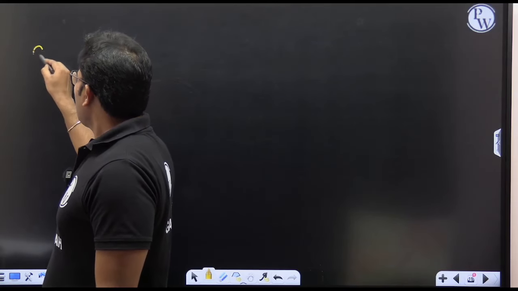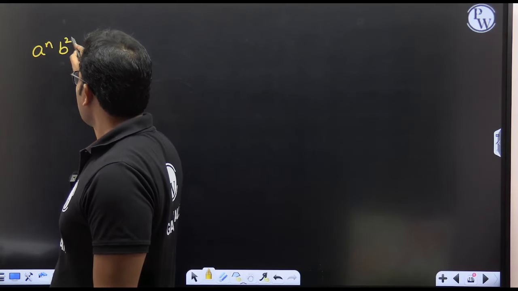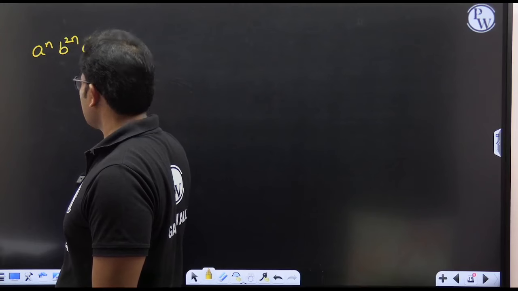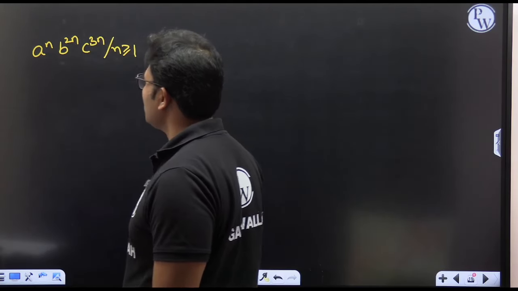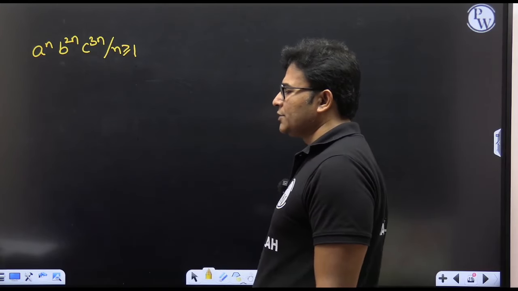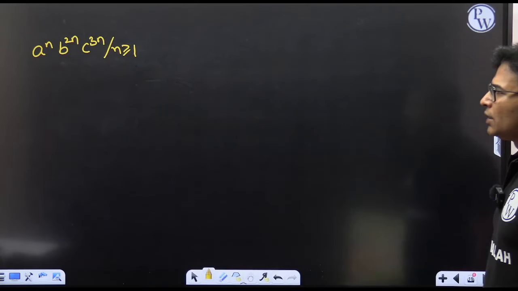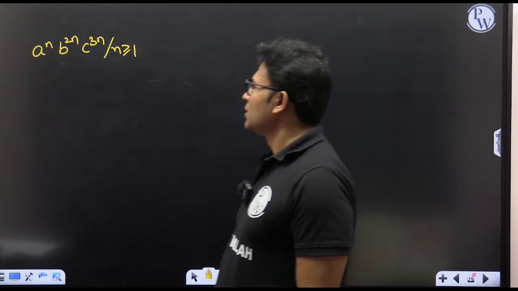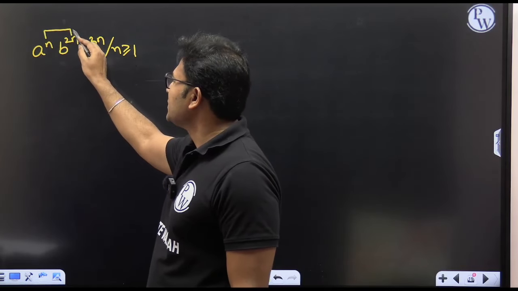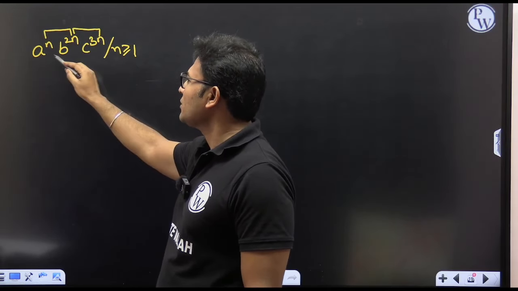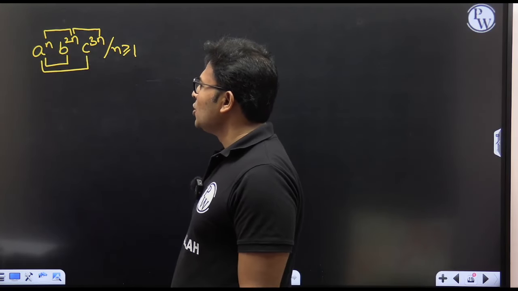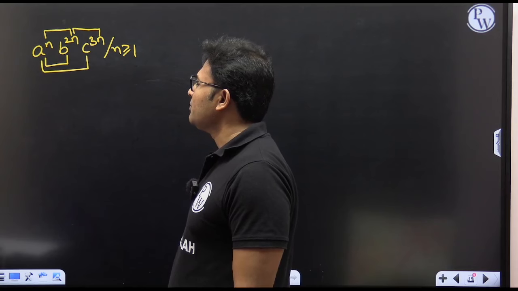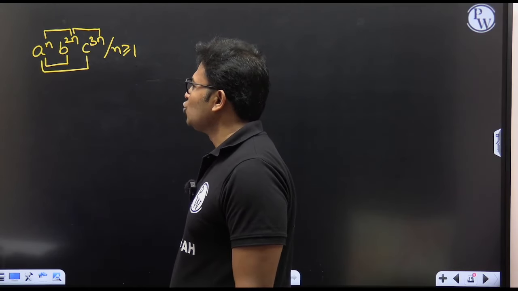Try to solve this. a power n, b power 2n, c power 3n such that n is greater than or equal to 1. Okay, so here what is the problem? A's have to be compared with B's and B's with C's, or A's with B's and A's with C's. Anyway, we need two comparisons at a time.